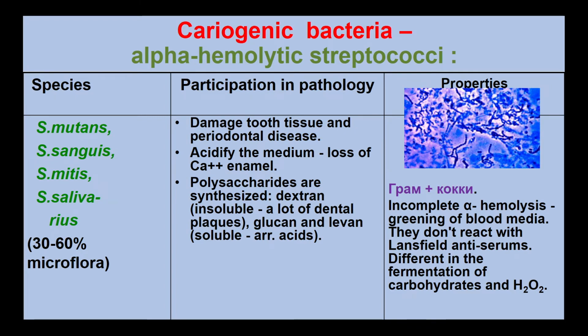They acidify the medium, causing loss of calcium in enamel. They synthesize polysaccharides such as dextrans, insoluble, a lot in dental plaques, forming the matrix of dental plaque, and soluble glucans and levans. It's a source of acid formation and low pH. About these bacteria, their pathogenic factors and properties, we will talk in more detail.